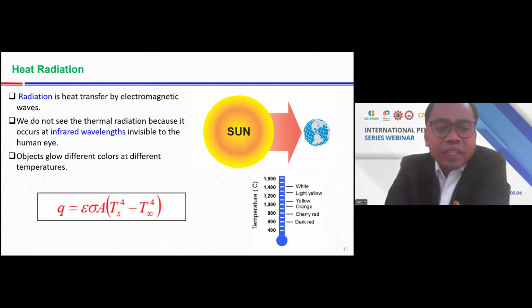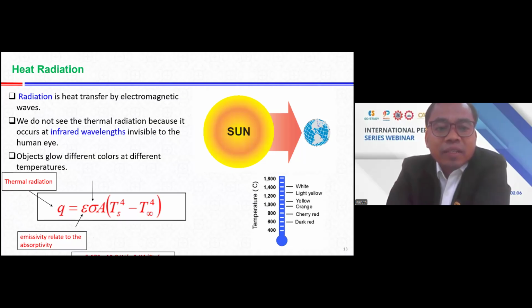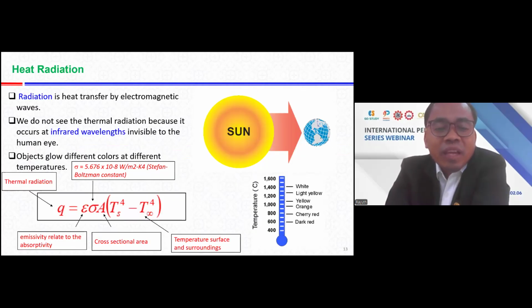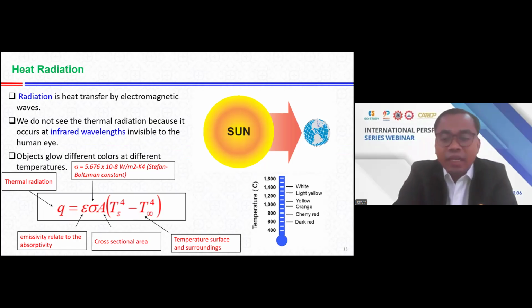And I give you some equation. Q means the thermal radiation, epsilon means emissivity, and sigma is the Stefan-Boltzmann constant, which is about 5.67 multiplied by 10 to the minus 8 watt per meter squared Kelvin to the 4. S means the cross-sectional area, and these are the temperatures of the surface and the surrounding. That covers the three modes of heat transfer.